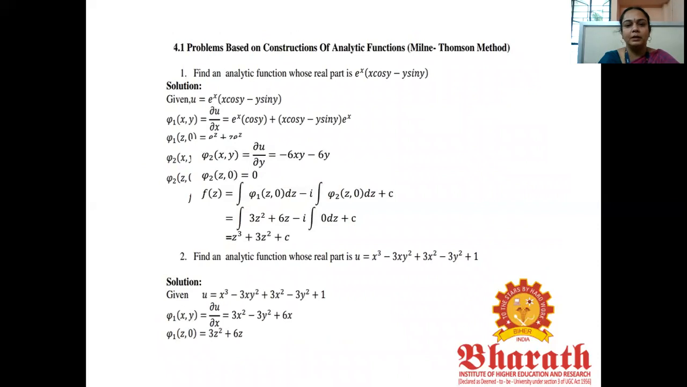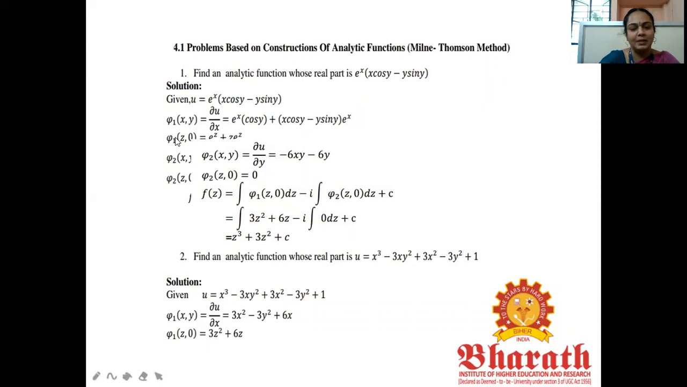Using this Milne-Thomson method, let us see some problems on how to construct the analytic function. Find the analytic function whose real part is e^x (x cos y minus y sin y). The real part is always taken as u. Now phi 1 of x comma y is dou u by dou x, the differentiation of u with respect to x. Here, using the product rule, e^x cos y plus x cos y into e^x minus y sin y, and the derivative of e^x is e^x.